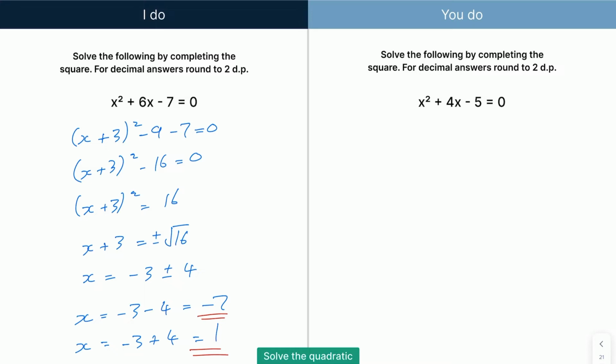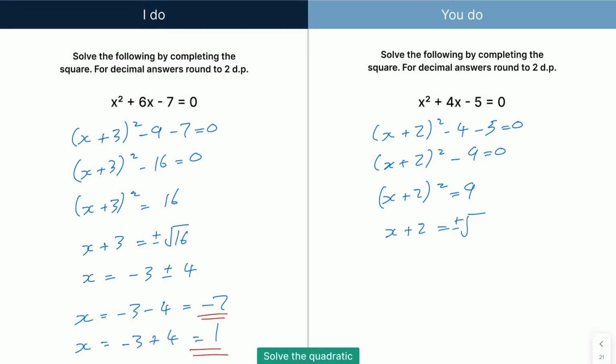So press pause and have a go at the example on the right. So again, start off as usual. You are just completing the square. x squared plus 4x minus 5 is equal to 0. So that's x plus 2 squared minus 9 is equal to 0. And then we end up with x plus 2 squared is equal to 9. We are going to square root both sides. And remember here, you can end up with 2 possible answers, so plus or minus 3. And then you have x. Move the 2 over. And your final answer is x is equal to -5 or x is equal to 1.